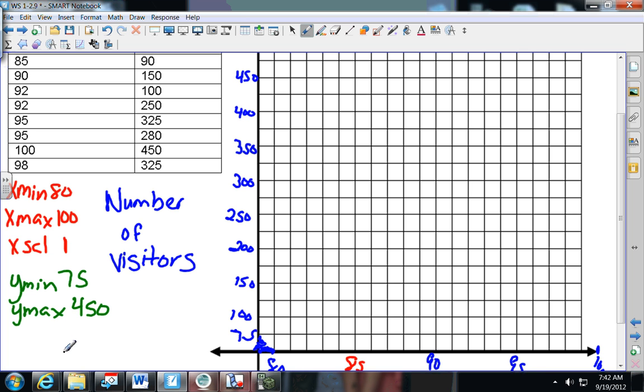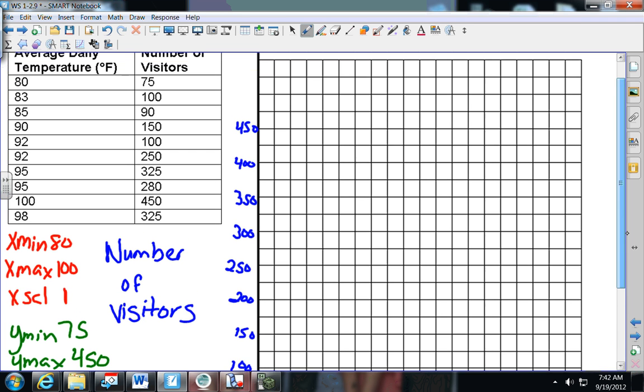450, right? Y scale. What did we make our Y's go by? 25, right? Because each line is going by 25. Right? 75, 100, 125, 150. Okay? Don't worry, we'll come back to that in a little bit. Let's go ahead and graph these points.